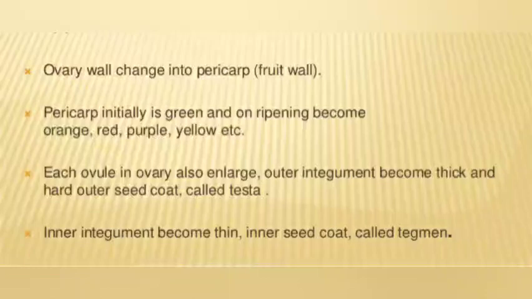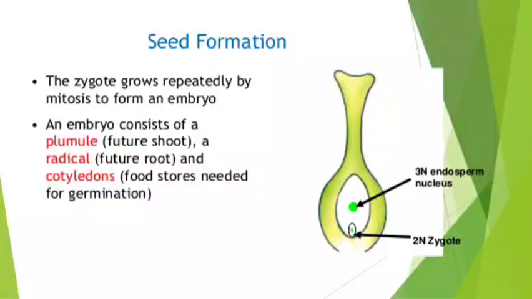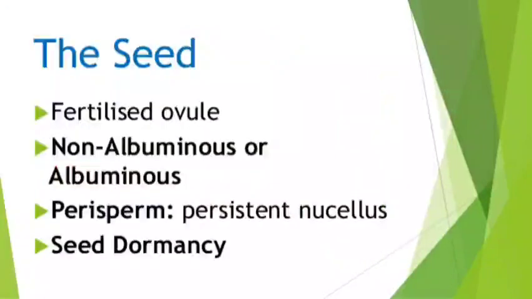One is the embryo part, which consists of plumule, radicle, and cotyledons. And also some seeds may have another part which is called endosperm. So based on the presence or absence of endosperm, the seed may be either albuminous or non-albuminous.